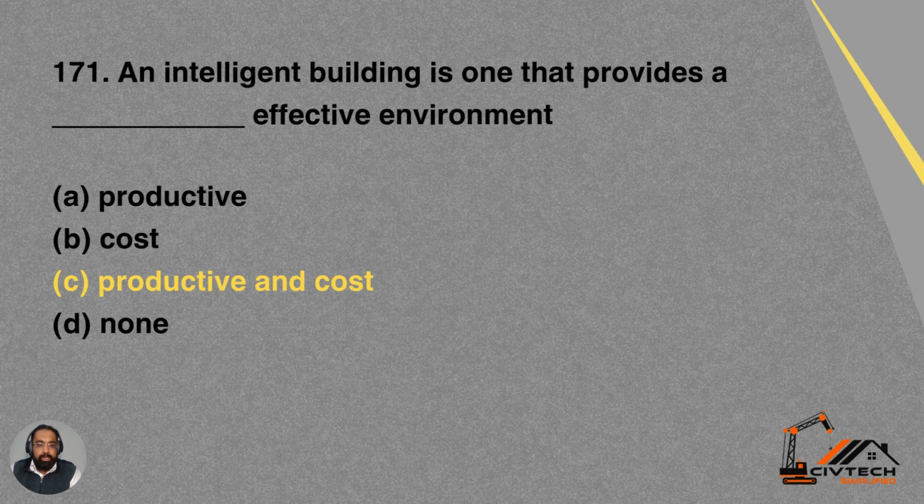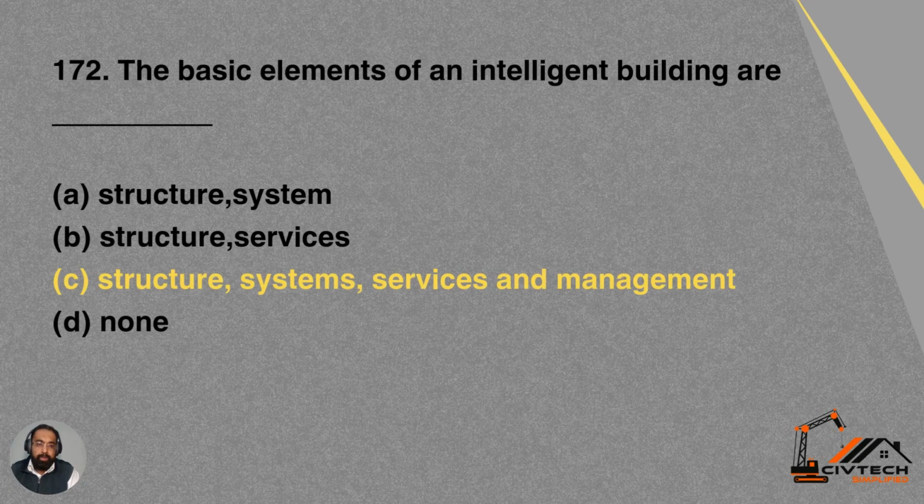171. An intelligent building is one that provides a dash effective environment. Option A, productive. Option B, cost effective. Option C, productive and cost effective. Option D, none of the above. Yes, C is the correct answer. An intelligent building should be productive and cost effective.